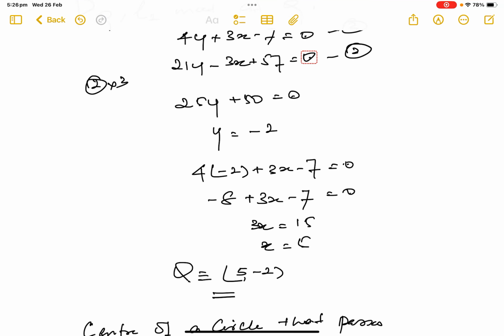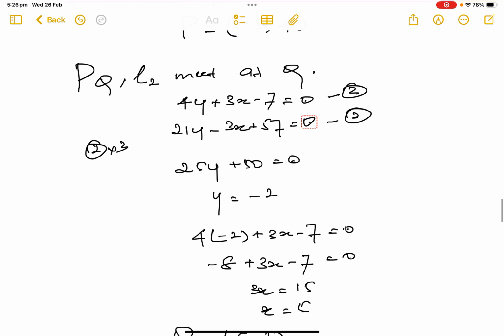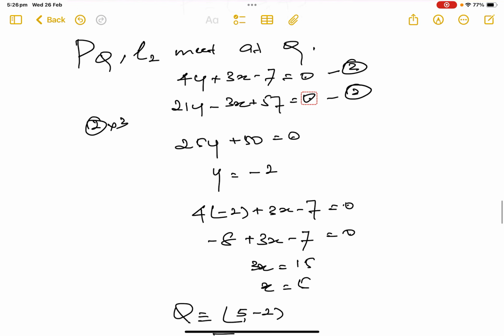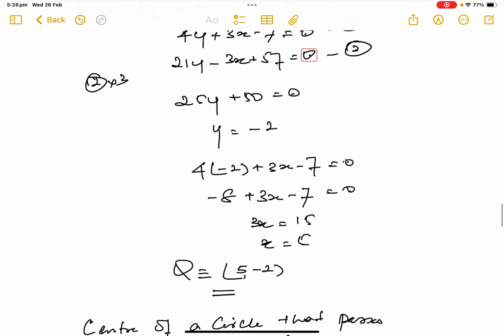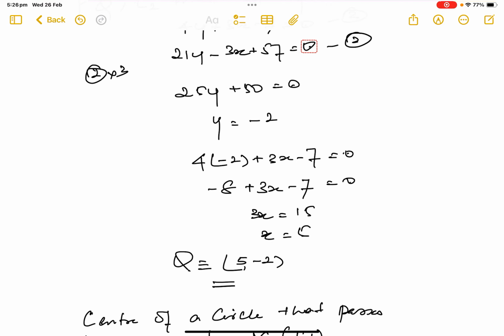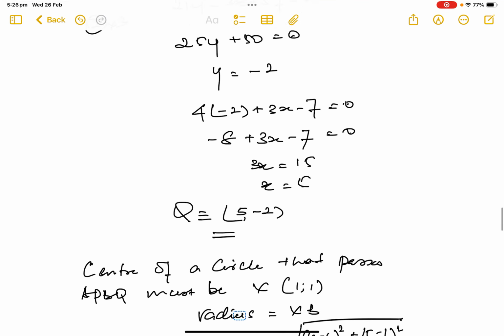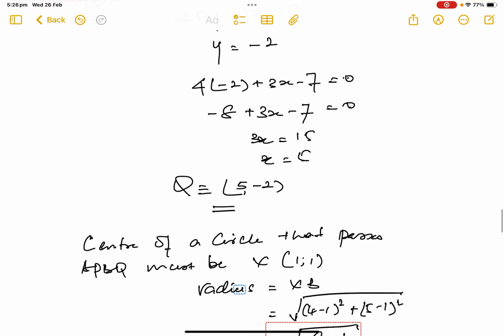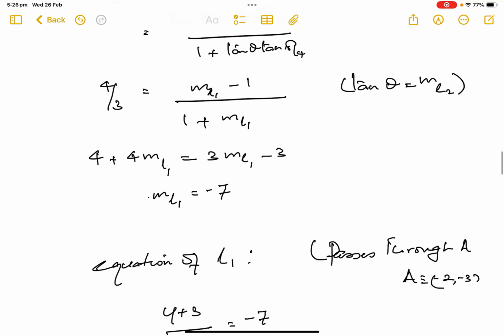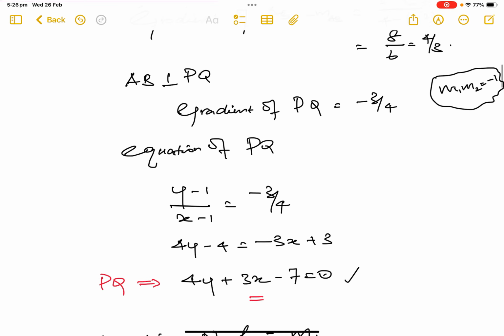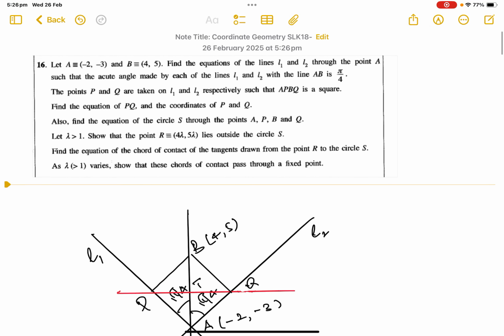Then substitute the value of y, minus 2, in equation 3. 4 times minus 2 plus 3x minus 7 equals 0. The 4 times minus 2 is minus 8, plus 3x minus 7 equals 0. 3x equals 15, minus 8 minus 7 taken to the other side is 15. X equals 5. So y equals minus 2, x equals 5. That is the coordinates of Q. Now we have already found the PQ equation and the coordinates of P and Q. Right, now read this second part.